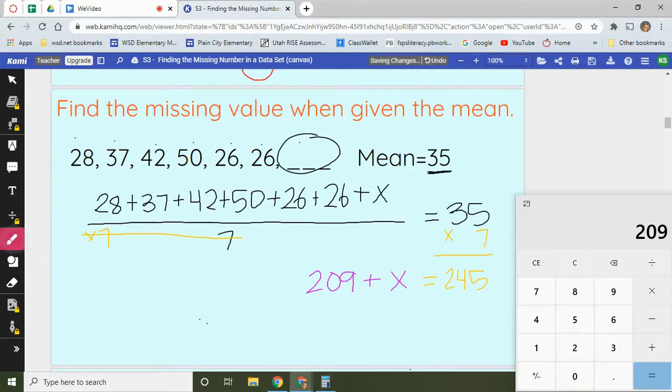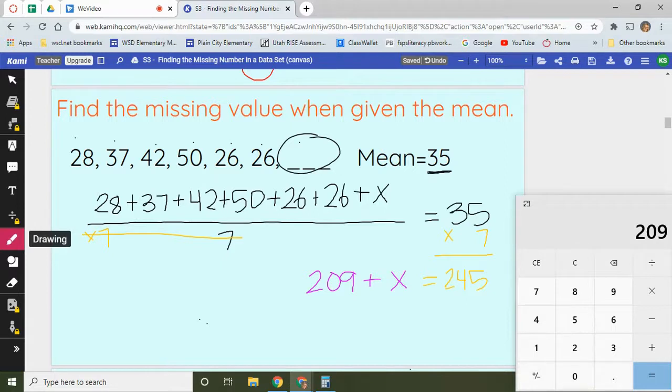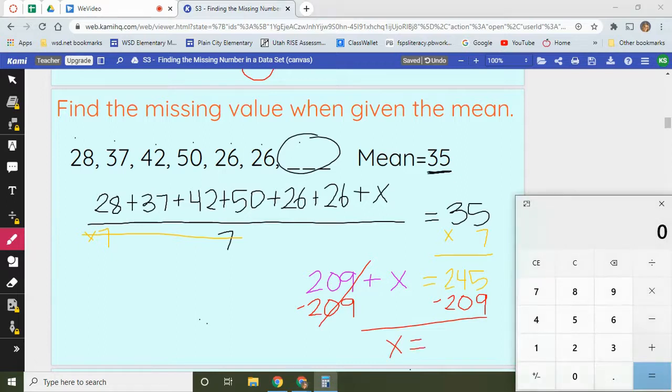Okay, we continue to solve our equation. How do we get rid of an add 209? We subtract 209, right? Do it to one side, we have to do it to the other. So x is going to equal 245 subtract 209, 36.